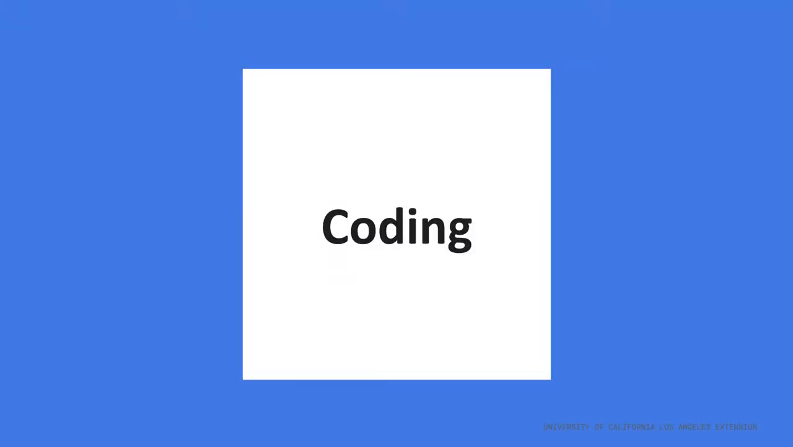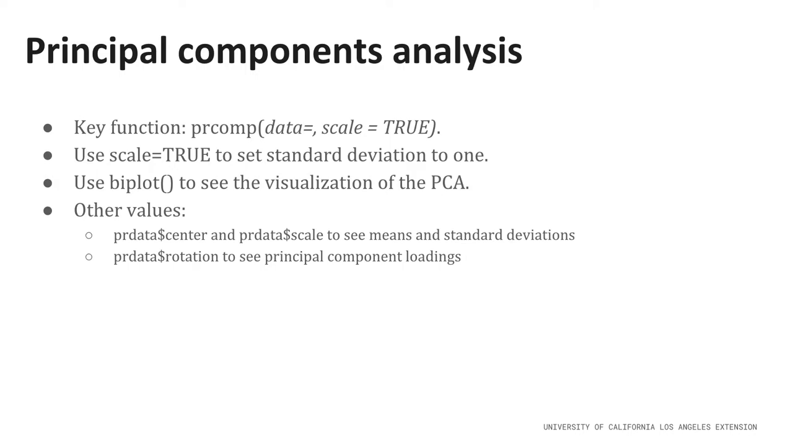So let's talk about coding. You can use prcomp to do principal components analysis. You'll see there's no longer that y tilde x syntax because we don't have a y variable. So you just need to feed your data in. You need to set scale to true, again, to normalize and standardize your data. And then you can use biplot to visualize the PCA, which is what we saw with the US arrest data. There are also some parameters that might be useful to make sure that your data is scaled and centered, by looking at center and scale. And you also might want to look at rotation to see the loadings, the weights for your principal components.